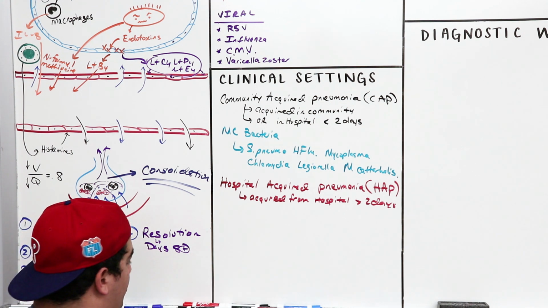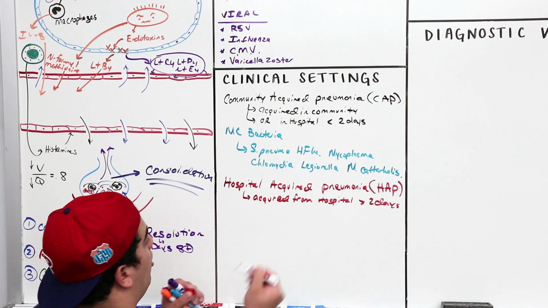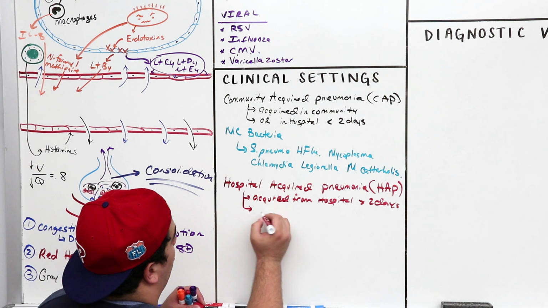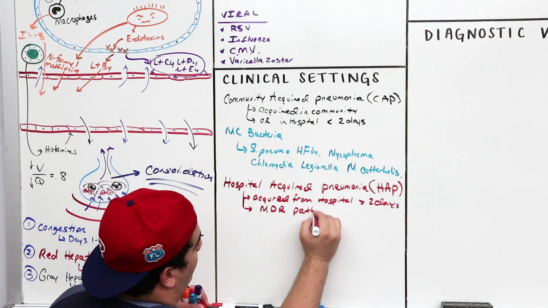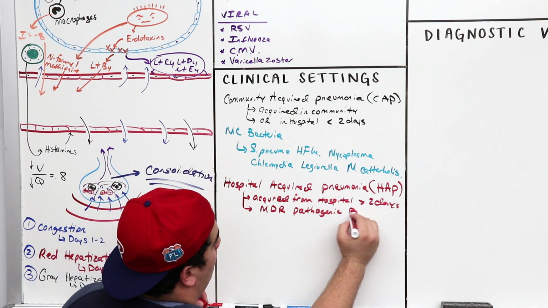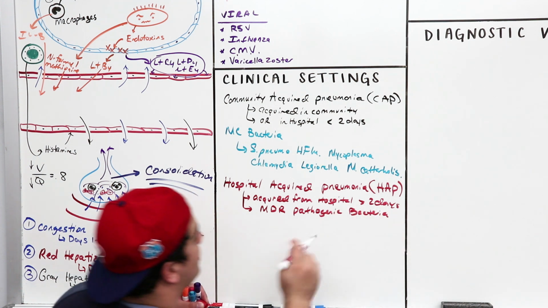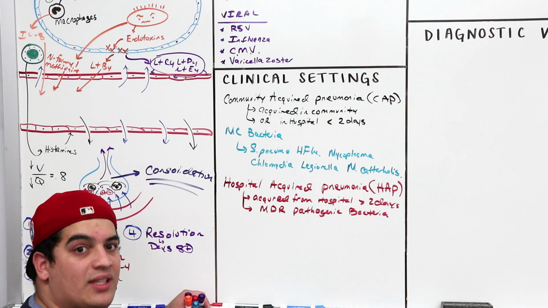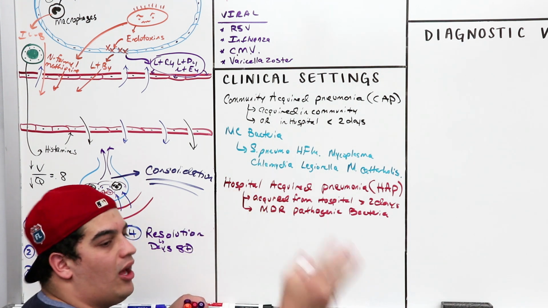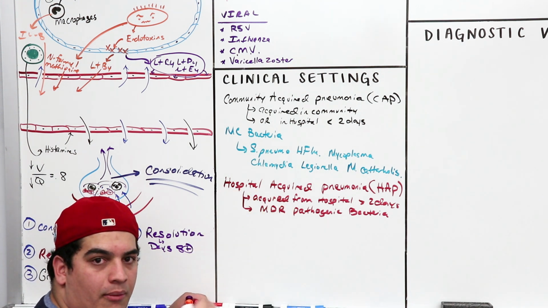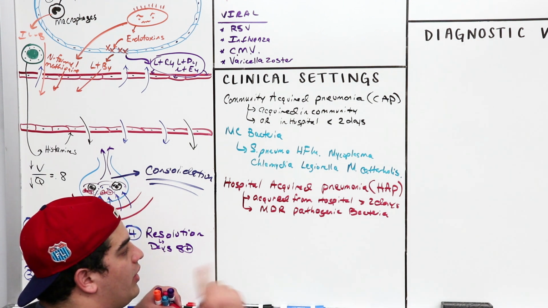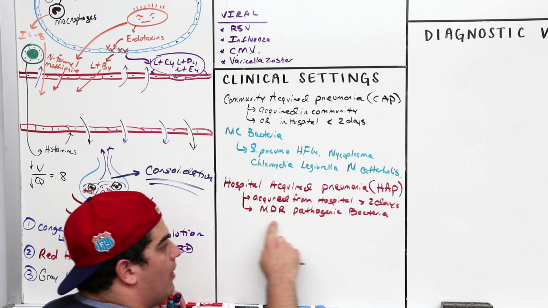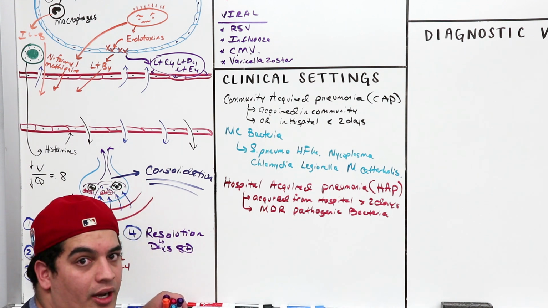So specifically, I want you to remember this. With hospital-acquired pneumonia, they can develop these things called multi-drug resistant pathogenic bacteria. And this is what's really dangerous about hospital-acquired pneumonia. That's why staying in the hospital for a long time, or having some healthcare-associated procedures, or ventilator-acquired pneumonia, these things are all really bad because there's a chance of developing some multi-drug resistant pathogenic bacteria.